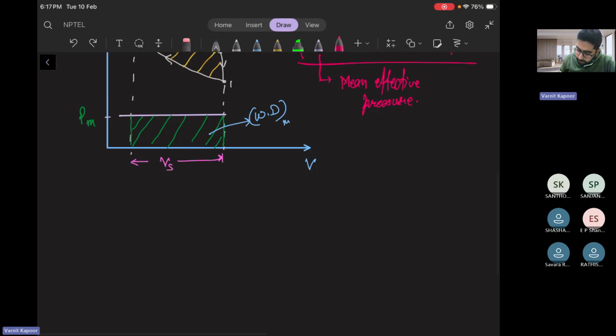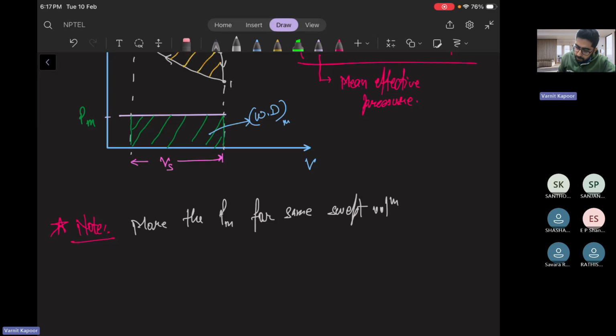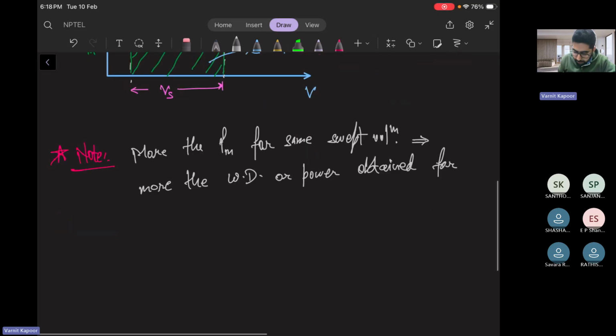I'll write this note. More the PM for same swept volume, this implies more the work done or power obtained for comparison between engines.